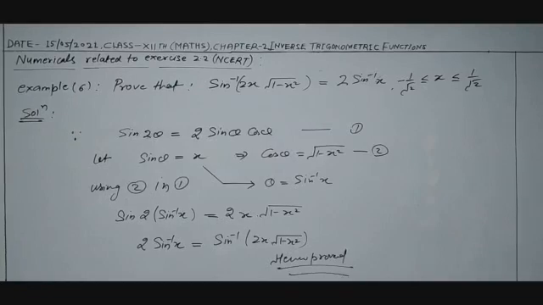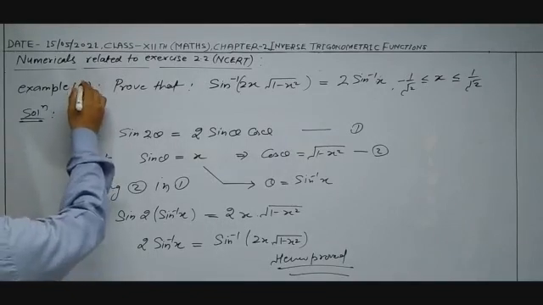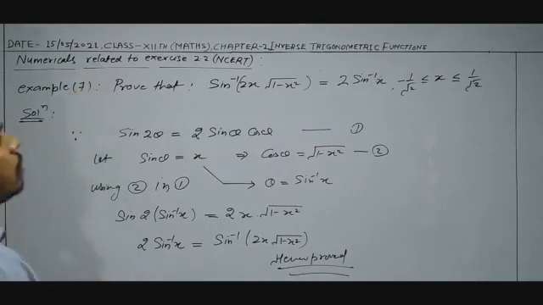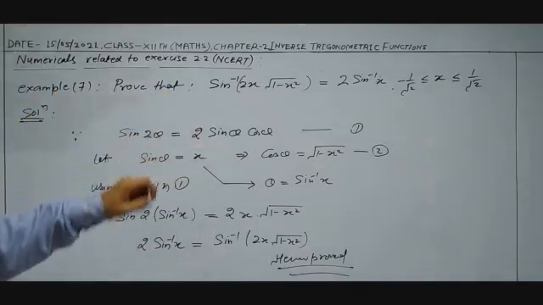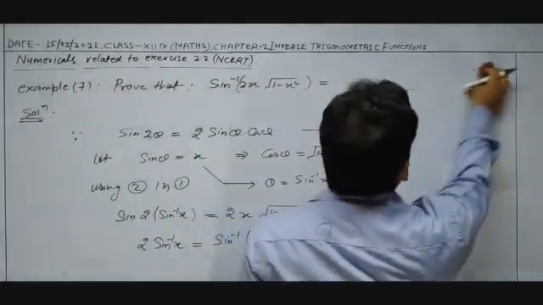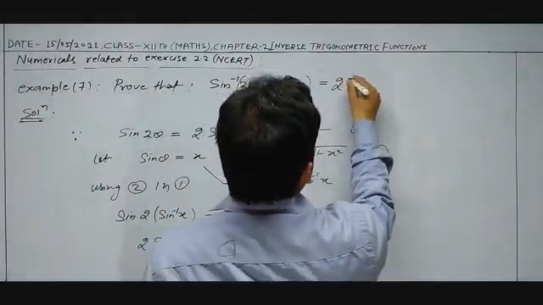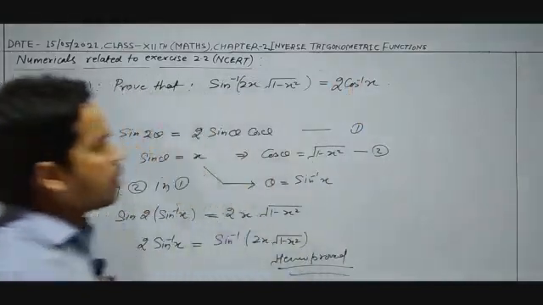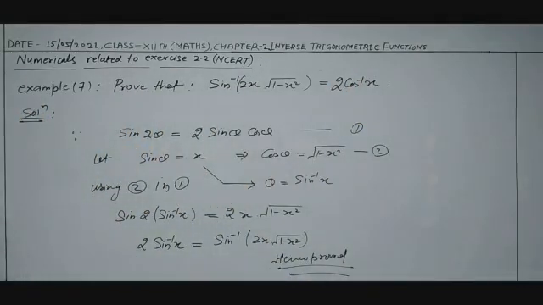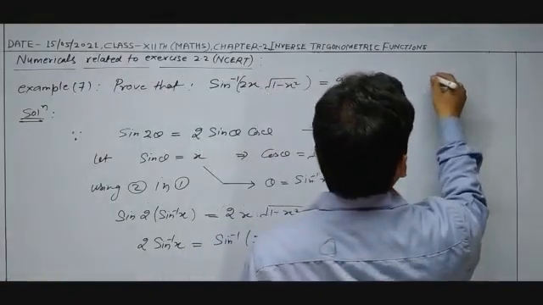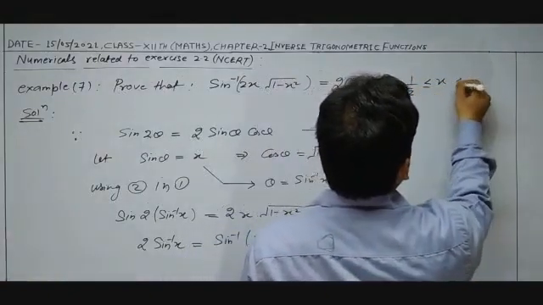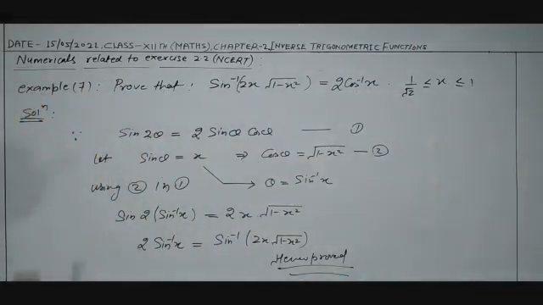Now come to the next proof. Seventh proof is sin inverse of 2x root over 1 minus x square is equal to 2 times cos inverse x, such that x is greater than or equal to 1 by root 2 and less than 1. So we have to prove, this is proof number 7, sin inverse of 2x root over 1 minus x square is equal to 2 times cos inverse x.